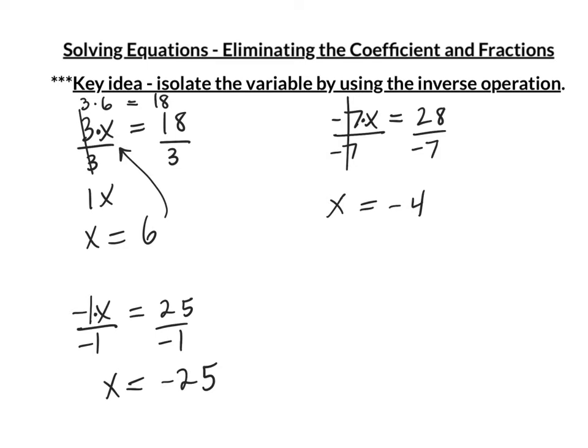Let's flip this around. If we had 42 equals 7x, I know there's times there. Now remember, even though that's flipped around, we're trying to get the variable by itself. What I have to get rid of is the 7. So I'm going to divide both sides by 7. The 7's cancel. 1x is x. And 42 divided by 7 is 6.